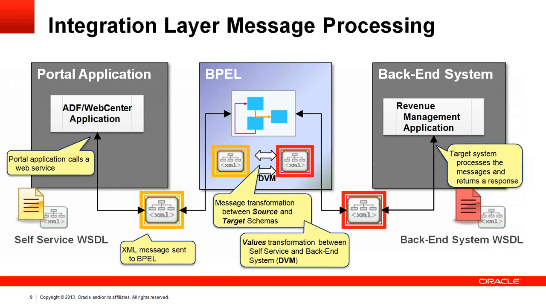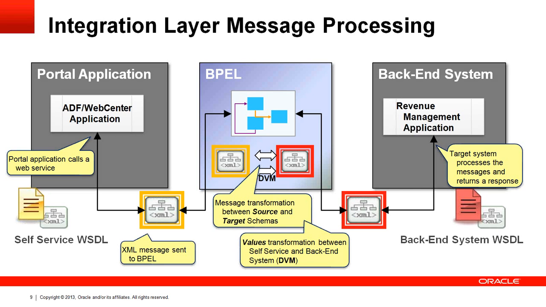So we'll go through a typical example of a message processing from the portal application or website through the integration layer to the backend system and all the way back. First of all, when the portal application needs to get something done, or needs to get some information, typically it will issue a web service for someone to fulfill that need. A web service is basically an XML message that is sent from the portal application to the integration layer, which is BPEL here, a SOA composite inside BPEL.